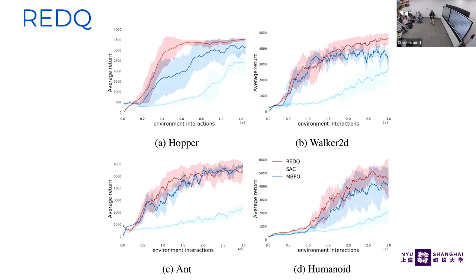For example, this is on 4 different environments: Hopper, Ant, Walker, Humanoid. This was the state of the art from Berkeley, SAC. And here is the best model-based algorithm. And this is our algorithm here, REDQ. And we can see that REDQ does much better than SAC in the early stages of training. And then in late stages of training, it also does much better than the model-based approaches.